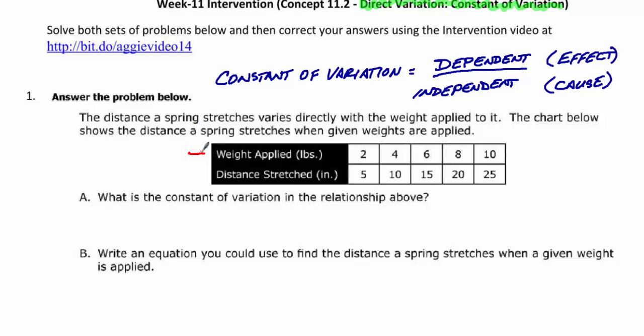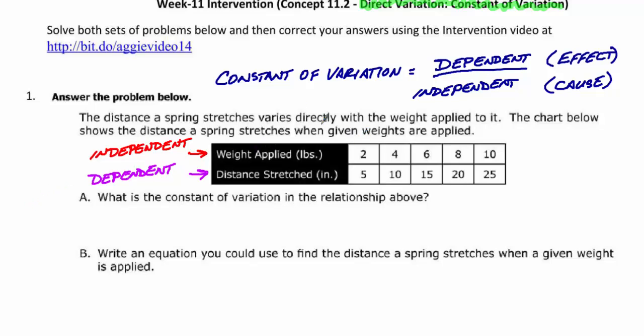In this case, the amount of weight we put on is independent. We control that. I decide how much weight I'm going to put on the spring. How far it stretches, that is dependent. That depends on how much weight I decided to hang on the spring.